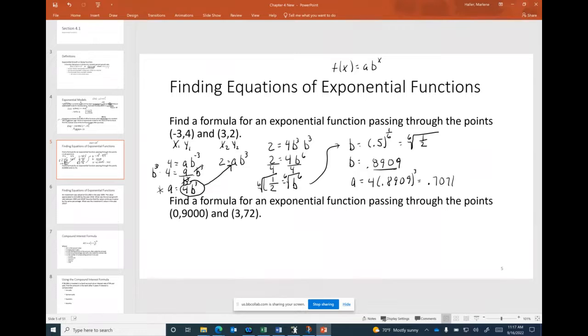Yeah, I think I'll just carry 4 decimals on that. So now I do have a model here that I can use, right? My model is going to be f of x equals A, which is 0.7071, times B, which was 0.8909, raised to the x power.